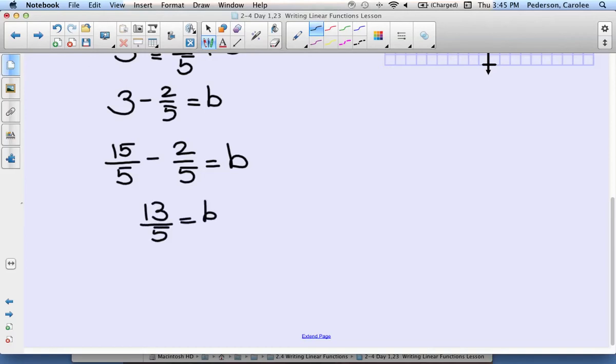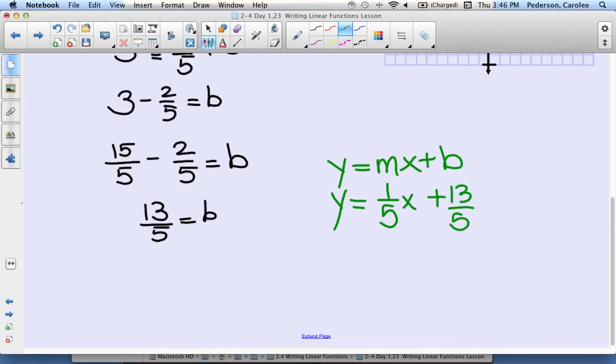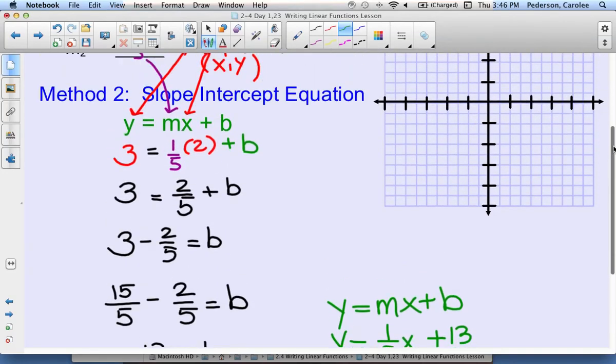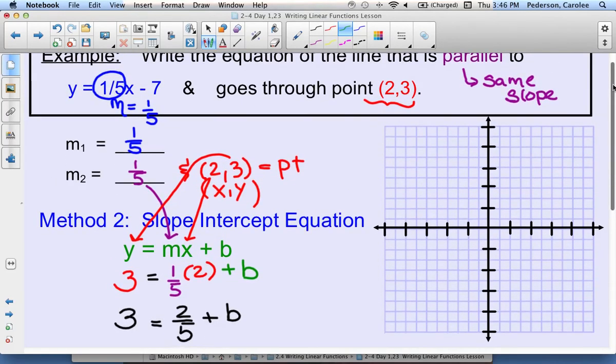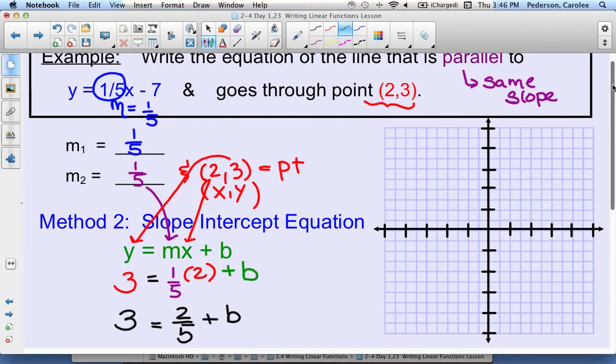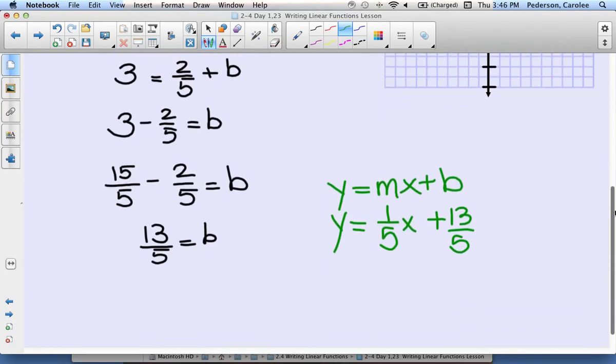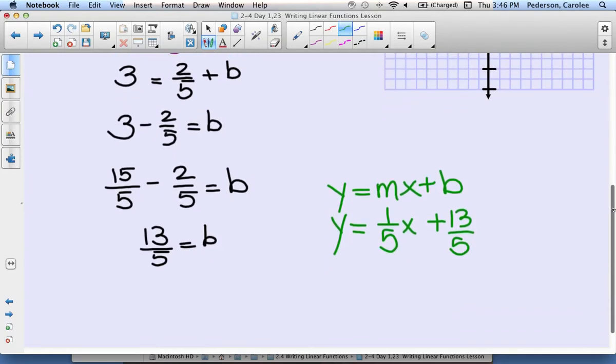This is my y-intercept. Now I can go ahead and use my y equals mx plus b, substitute my slope and my y-intercept in. So my slope was 1/5. My y-intercept is 13/5. If you wanted to take the time to graph these two on a coordinate plane, you'll notice that these two lines, the original blue one and now this green one, will be parallel.